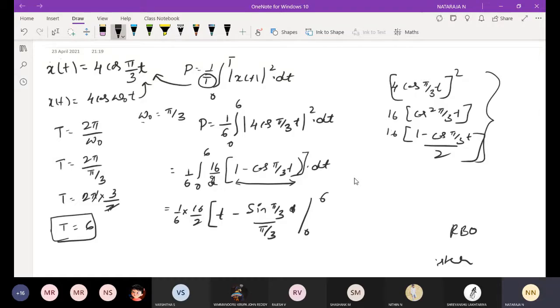Then after integrating, this sine term becomes 0, so finally you will get 16 by 12 into 6 minus 0. That will be 6. 6 ones are 6, 2 eights are 16. You will get 8 watts as the solution.